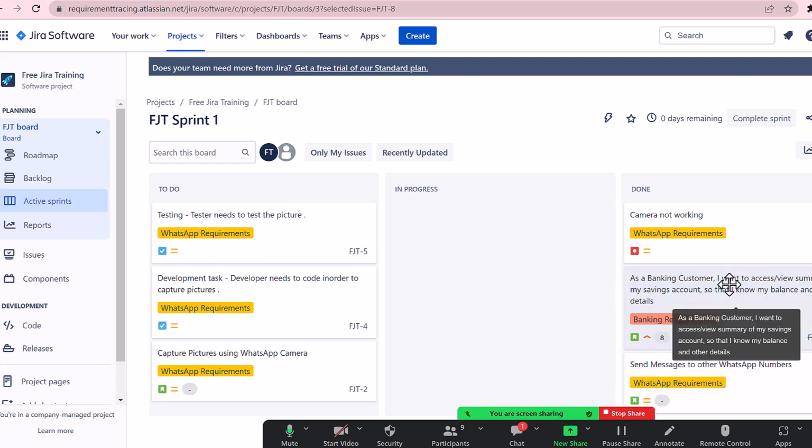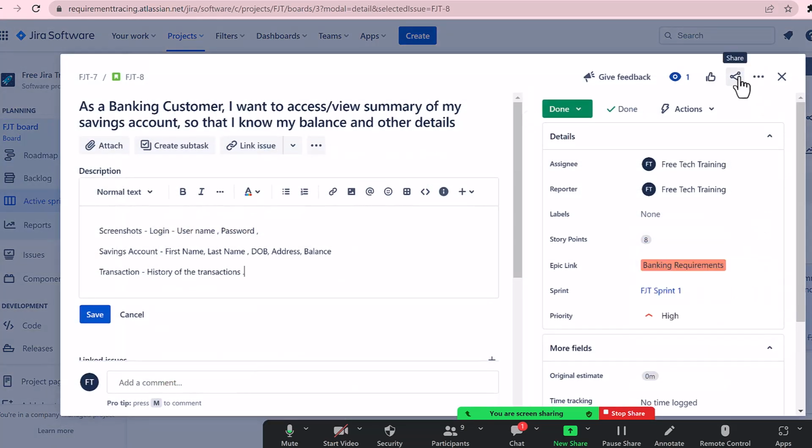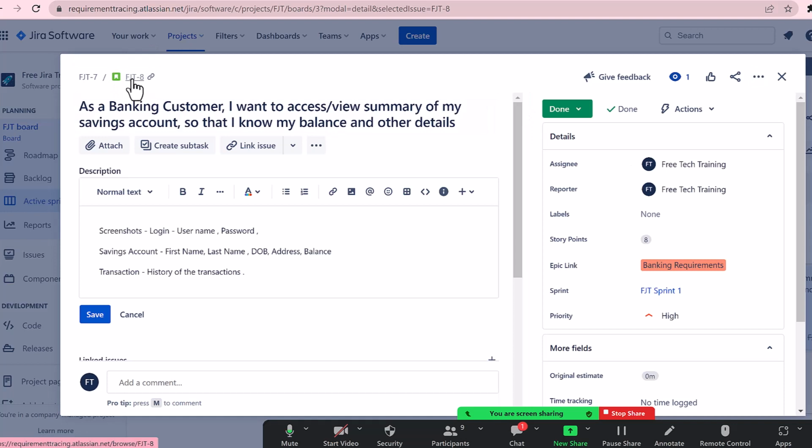give the links. Whenever I open this, there will be a link given. So if you see here, share it, or you can get the link. Get the link, or you can always copy the number. So you will get this number, right? You can copy link to issue. You can get the story number, share this story number with the business owners, and then you can always ask them to verify.